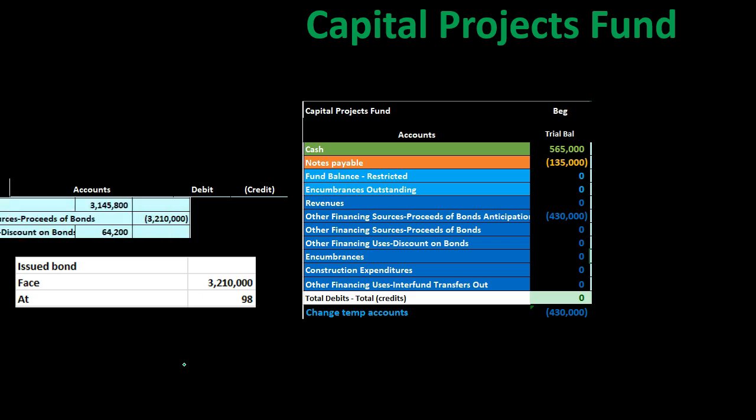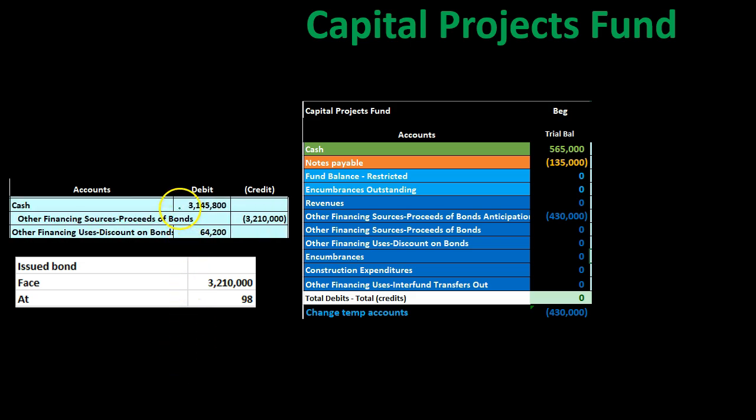So within the capital projects fund, the cash is going to be increasing for the amount of cash we got. Again, it's got to be the discounted amount because that's less than the face amount. Then we're going to record the credit in other financing sources, which looks kind of unusual. We're going to put it in other financing sources instead of into the bond payable, because this is the modified accrual basis and we're showing the flow activity that is here.